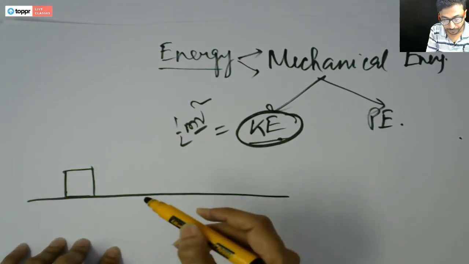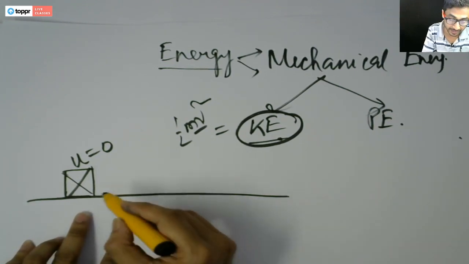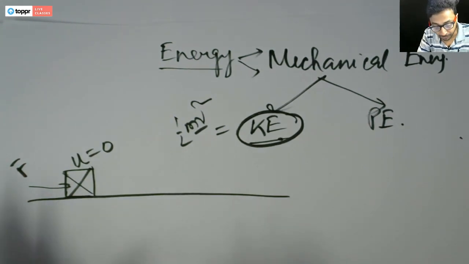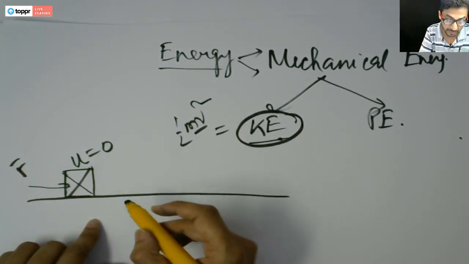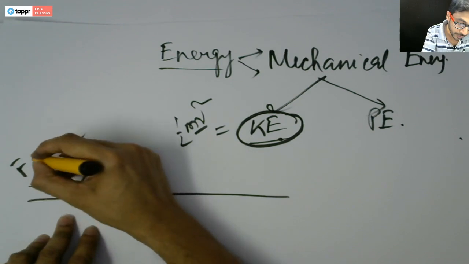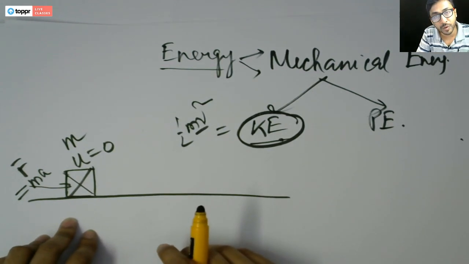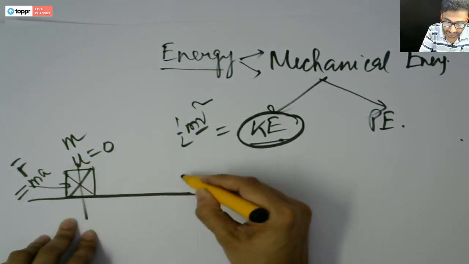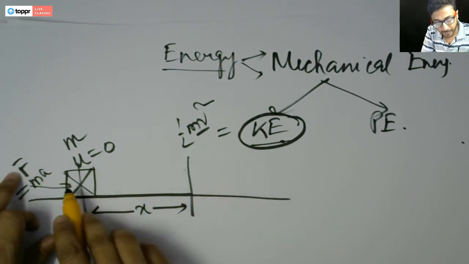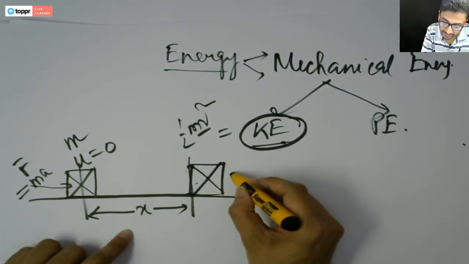See a body whose initial velocity is 0. That is, the body is at rest. A constant force F is applied on the body. The body is having a mass m. So the constant force will be producing an acceleration a, where F will be equal to m into a, and it will move through a distance. Suppose for this constant force, the body moves through a distance of x, and it achieves a final velocity of v.